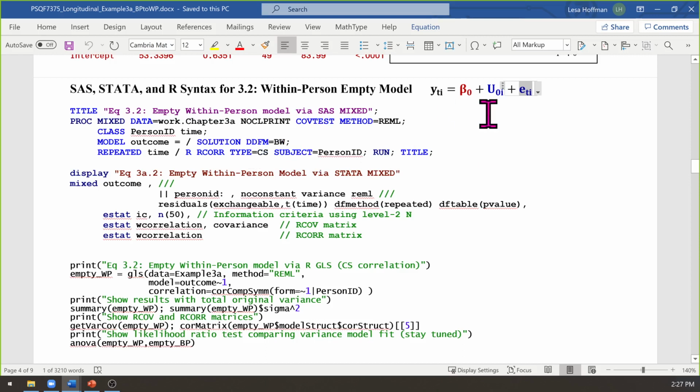The name of this structure, for those of you who've had formal classwork in repeated measures ANOVA, is called compound symmetry. That is a stats term, and that is right here. Those tiny two letters are the only difference in the SAS code between this model and the previous one, going from VC to CS, compound symmetry.